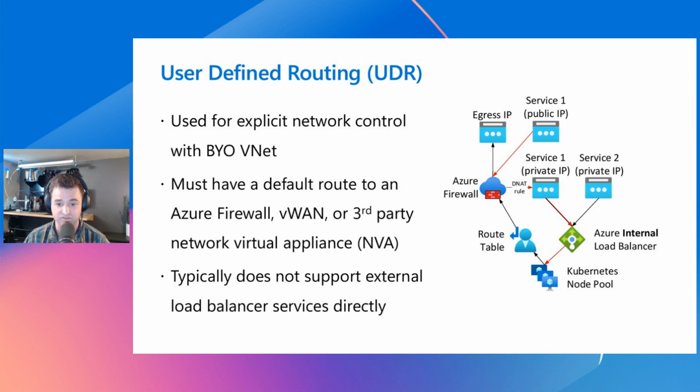Your traffic starts with going out through your route table, your UDR, to your firewall or appliance, and then out through the egress IP. And then incoming traffic will come back in through there. So your firewall can inspect the traffic. It'll be network address translated over to your service IP, and then over to an internal load balancer and load balanced across your network, across your node pool.